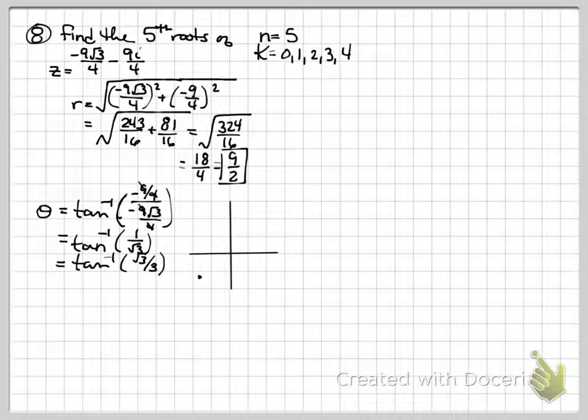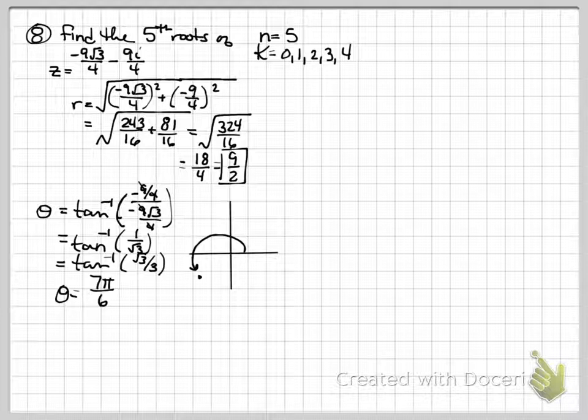So it's somewhere down here. That means my theta has to go all the way around. Tangent is positive in the 3rd quadrant, and it's root 3 over 3, so that would tell me that theta equals 7 pi over 6.